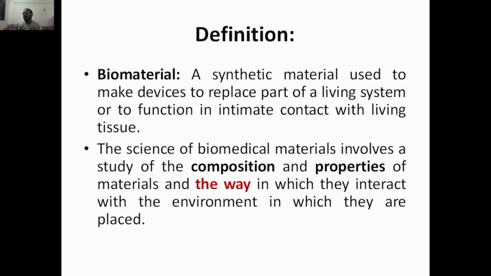Depending on what material, in what place, or what function you are using the biomaterial for, that depends on the properties. Those particular properties must be checked. So the composition and the properties of a material need to be checked, and the way in which they interact with the environment. That means when you introduce these materials inside our body, how they are going to behave along with the living cells or tissues also needs to be studied. So the science of biomedical materials involves the study of all these three things: composition, properties of the materials, and how they behave with the environment. These three things should be studied before you use a material for living systems.